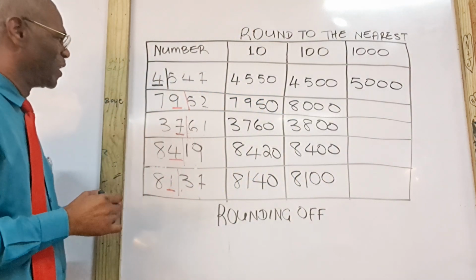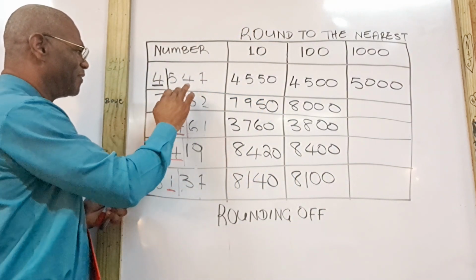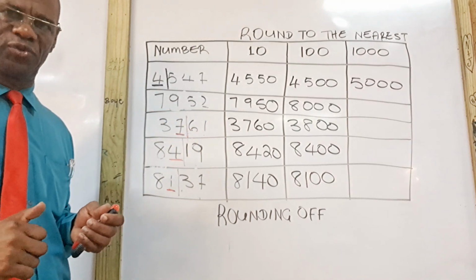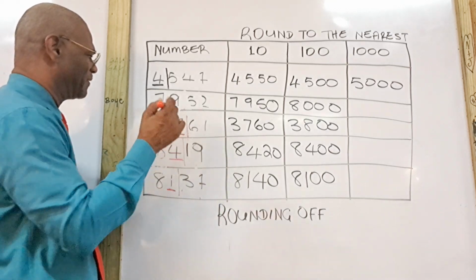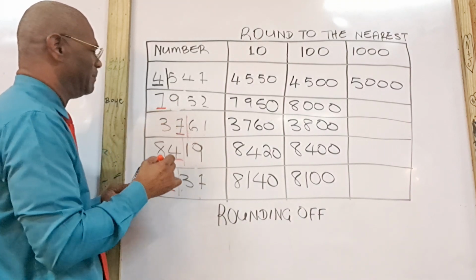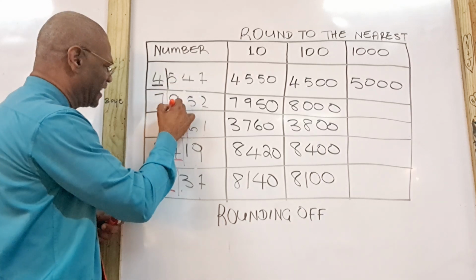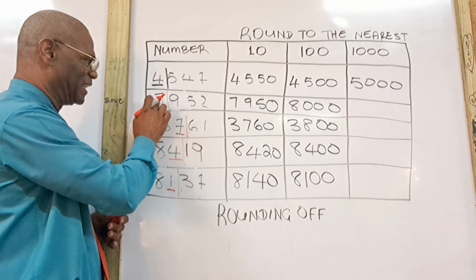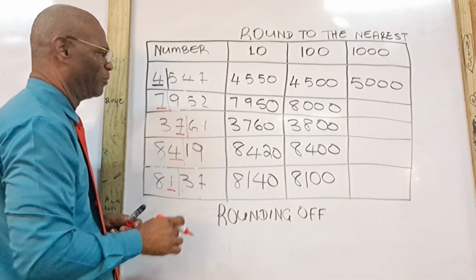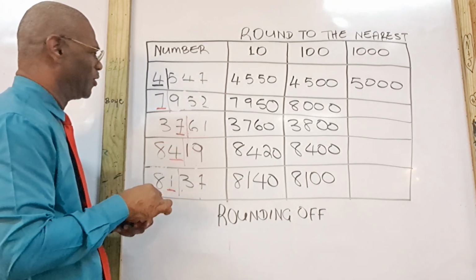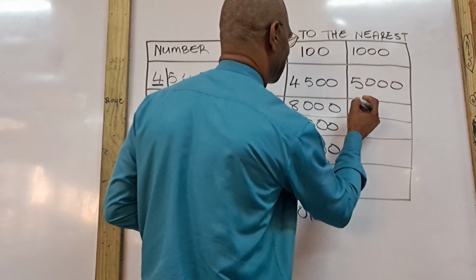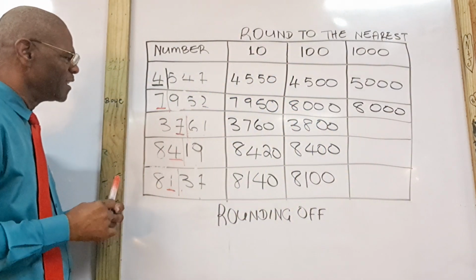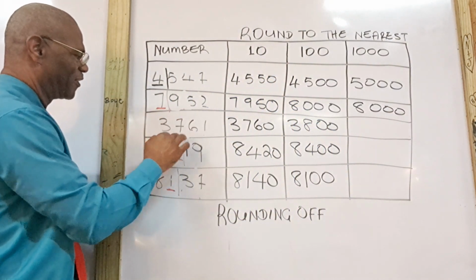Good. Then now for the next one we have 7,952. So we have 7 in the thousands place. Immediately to the right of 7 we have a 9. Because this 9 is 5 or more, we're going to add 1 to this 7 and we discard the other 3 digits that come to the right of it. So I now have 8,000.